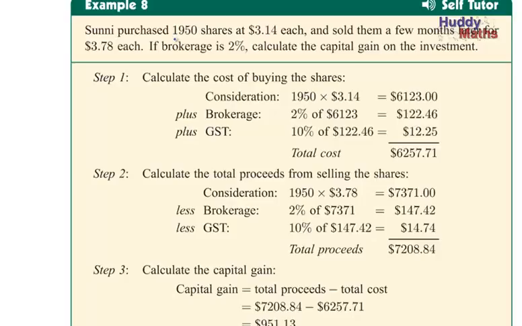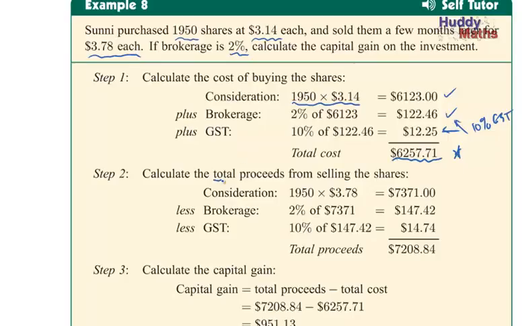Okay, so Sonny purchased 1,950 shares at $3.15 each. Sold them a few months later for $3.78 each. If brokerage is 2%, calculate the capital gain on the investment. Okay, so you've used the same broker and it's 2% for buying and selling. So first of all, let's work out the capital involved in buying. So here's a consideration, add 2%, then you've got to be charged 10% goods and services on that, which gives you this. So you've outlaid this amount of money. So that was the capital cost, if you like, of buying the shares.